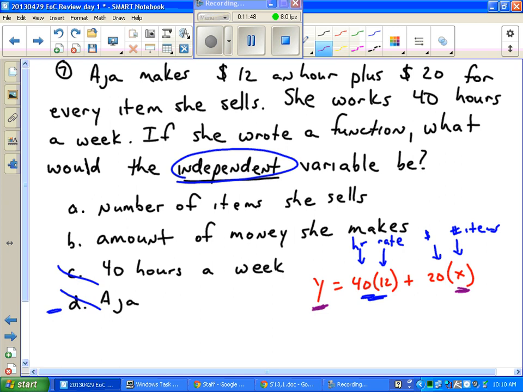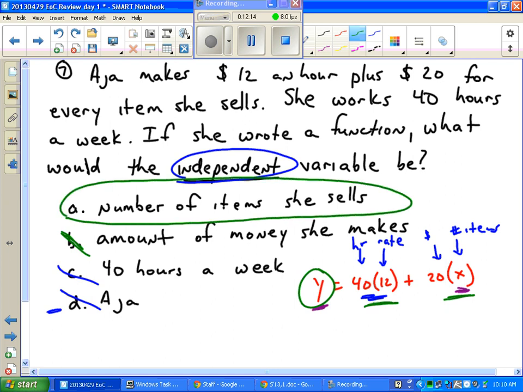Notice, in order to get y by itself, y equals 40 has to multiply by 12 and 20 has to multiply by an unknown number x. Whereas that unknown number x is not going to depend on any of that other stuff happening. So the number of items she sells will be her independent variable. The amount of money she makes is going to depend on how many items she sells. So this is the only one that's independent out of all of them.